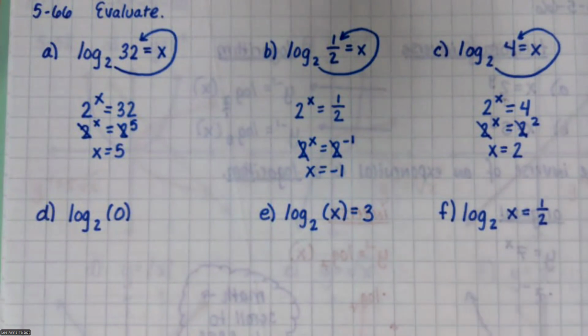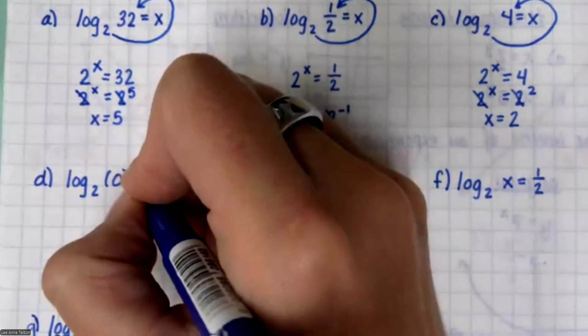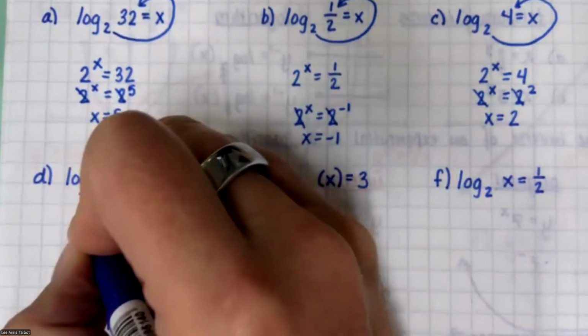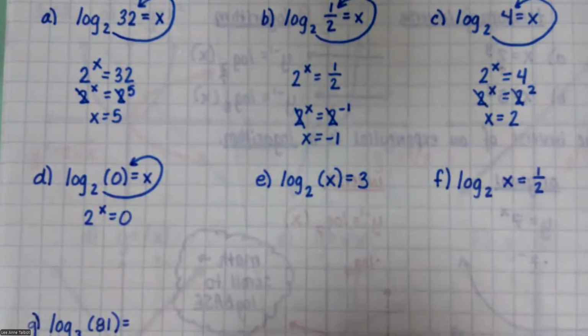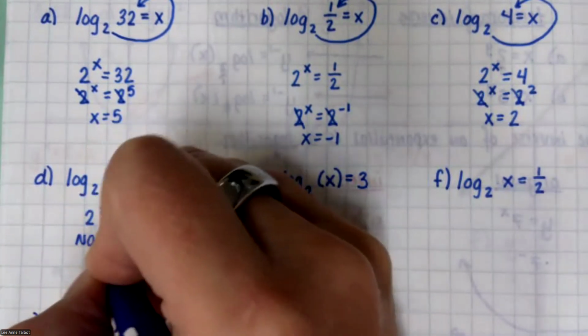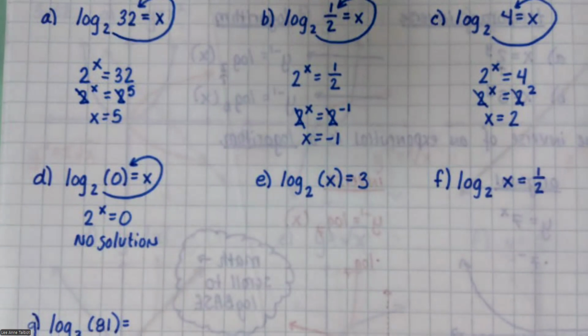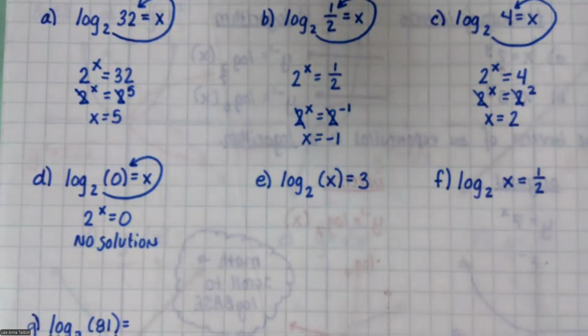Okay, so now you can see we've got some weird situations down here. 2 to the x equals 0. This is no solution. You can sit with your calculator all day and not find 2 to the something that will equal 0. Just not going to happen.